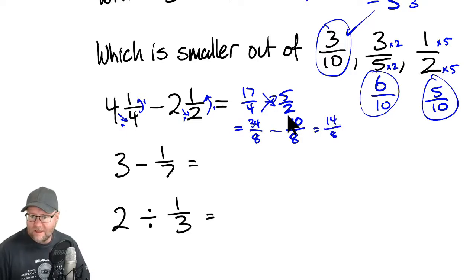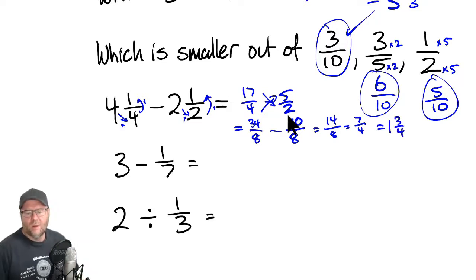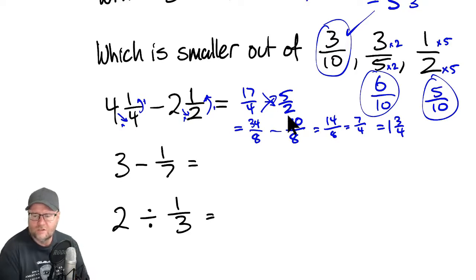Can I simplify that down? Yes, I can. I can halve both of those numbers. So I get 7 over 4. Can I write that as a mixed number? Yes, I can. 4 goes into 7 once with 3 remainder. Okay. 1 3/4.